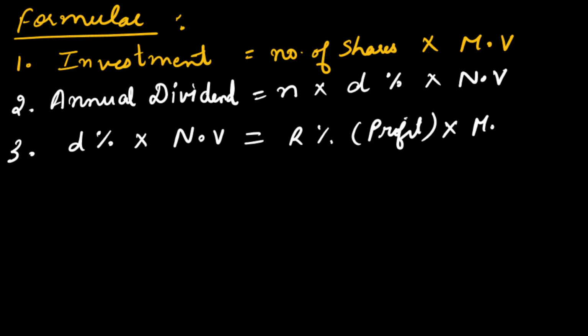into market value. See, when I am writing dividend percent, when I am using the word dividend, with dividend always you have to write nominal value. Dividend is always calculated on nominal value. But if I change this word dividend to profit or return, it means now it is associated with market value. So here you have to be careful. So dividend percent into nominal value is equal to return percent into market value. With the help of these three formulas, all the questions of this chapter can be easily solved.